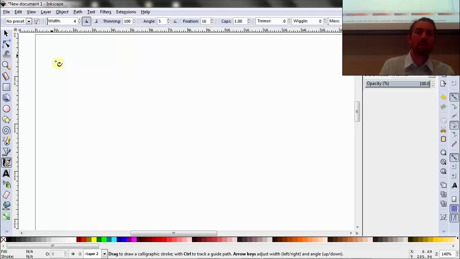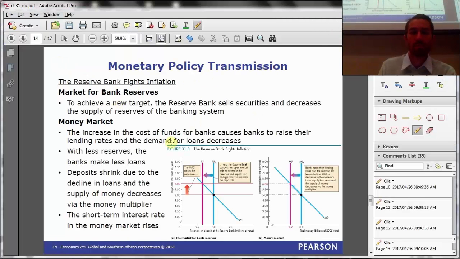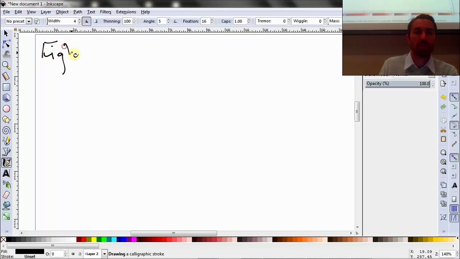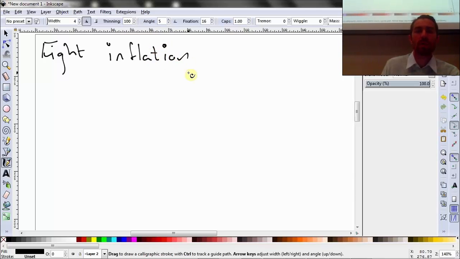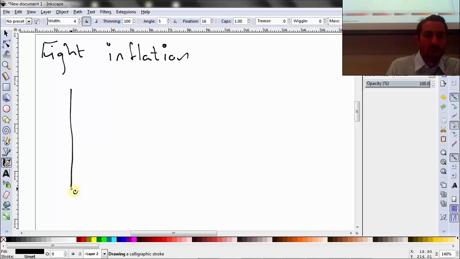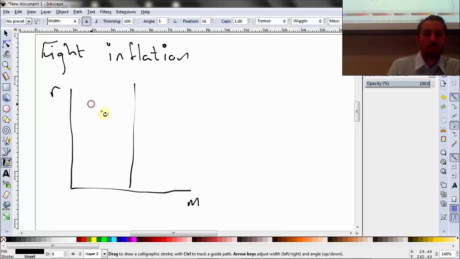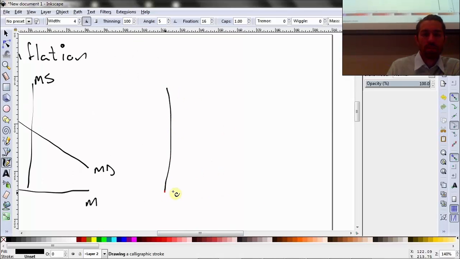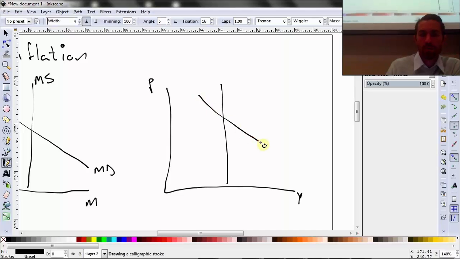So the question is, based on our slide here, the Reserve Bank wants to fight inflation. How do we fight inflation as the Reserve Bank? Well, let's show it diagrammatically. So we're going to have a money market, and we're going to have an AS-AD diagram. You can put it in long run equilibrium initially if you want to, but you certainly don't have to.